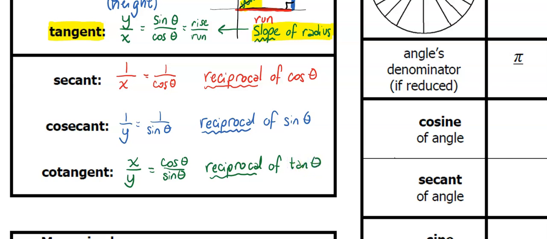So if you know sine, cosine, and tangent, then you also know cosecant, secant, and cotangent just by flipping them upside down. You don't have to do weird division tricks. And again, that's going to help us with the big trick that we'll look at on the right-hand side.